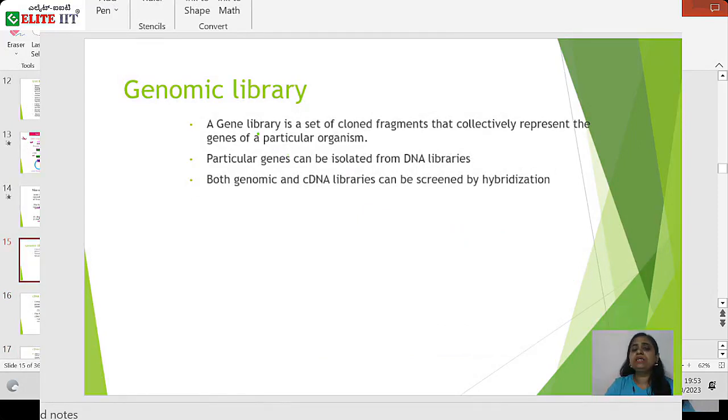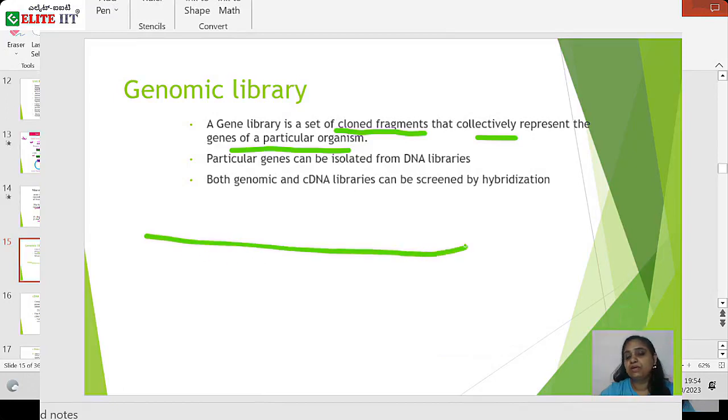Now, a genomic library means a set of cloned fragments that collectively represent the genes of a particular organism. I told you several times, genome means the whole set of genes, whereas proteome means the whole set of proteins. So genomics means we have to study the whole set of genes. You have to make different recombinants from one particular genome, from one particular organism.